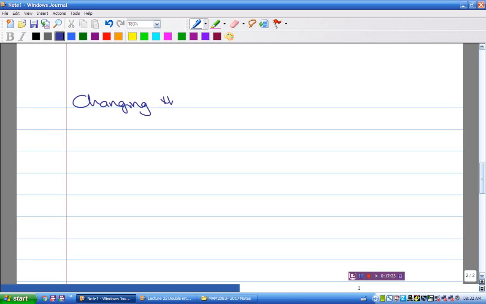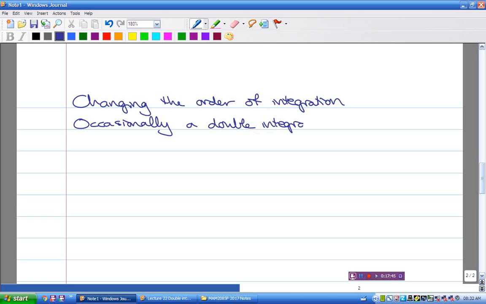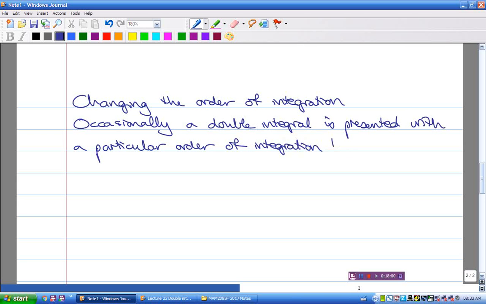Changing the order of integration. And the best way to demonstrate that is simply with an example. Should I actually just do a sentence for the sake of the notes? Occasionally, a double integral is presented with a particular order of integration built in, in other words, not just dA, but actually dx dy, or dy dx, already there.